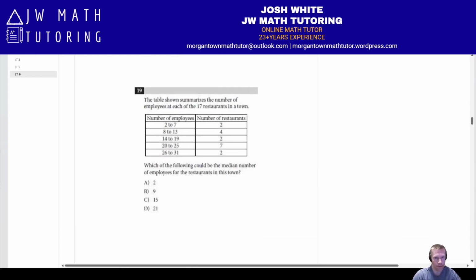All right, next up, number 19. Here you have a frequency table. I want to know which of the following could be the median number of employees for restaurants in this town.